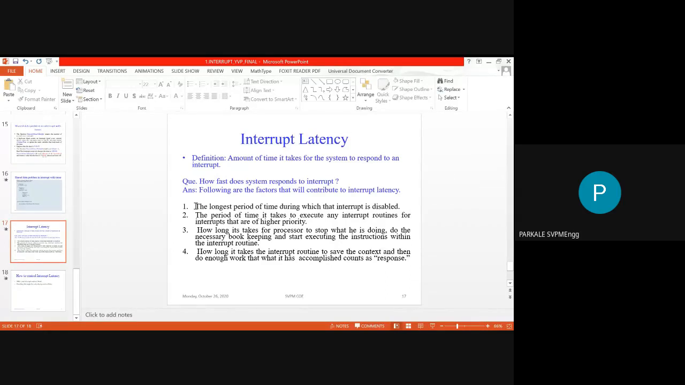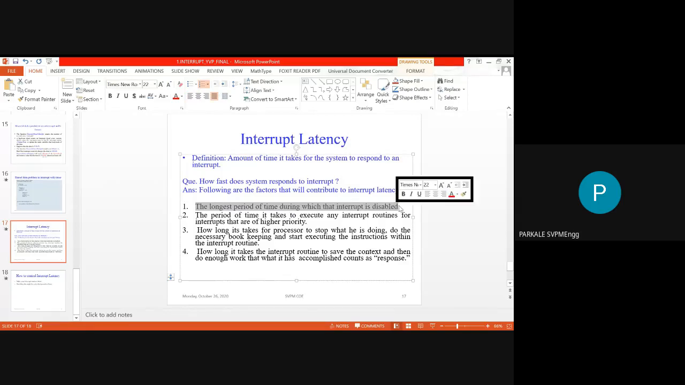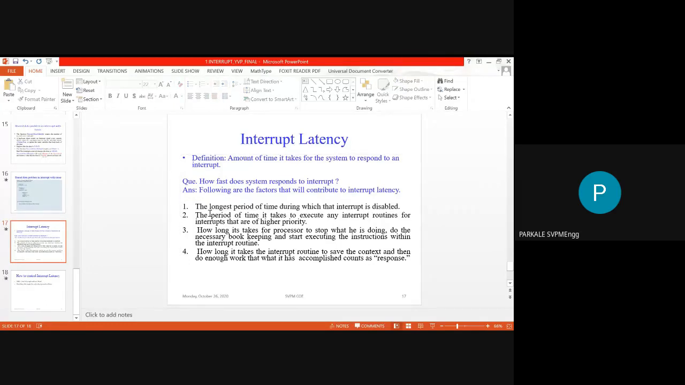So the first parameter shows that I have disabled the interrupt. That means if anybody comes or tries to disturb me between 9:30 and 10:30, I cannot take the request of any person because important work is going on. So I have disabled myself, that is, I have disabled all the interrupts. This is the first parameter that contributes to the interrupt latency: the longest period of time during which that interrupt is disabled.